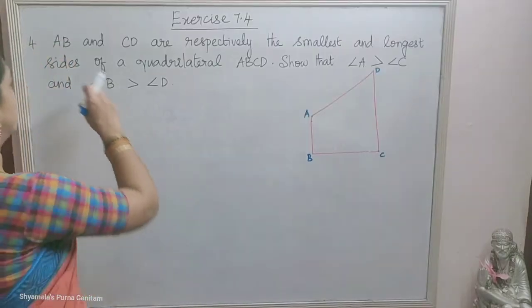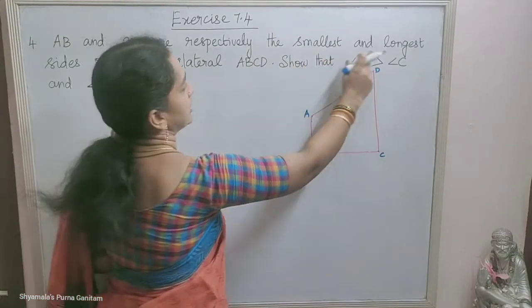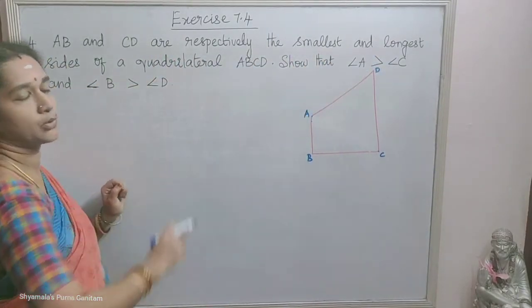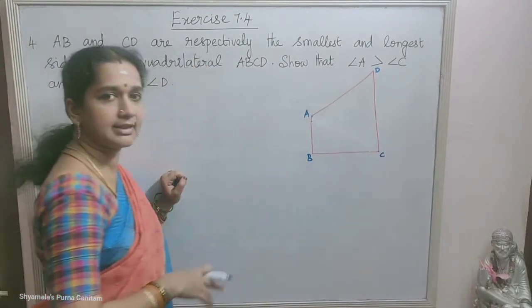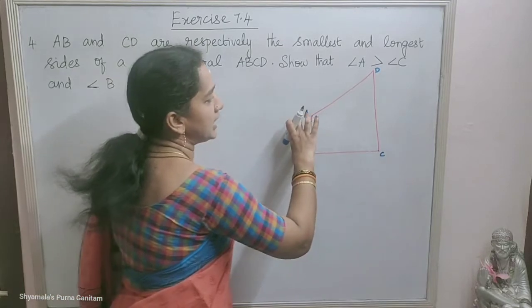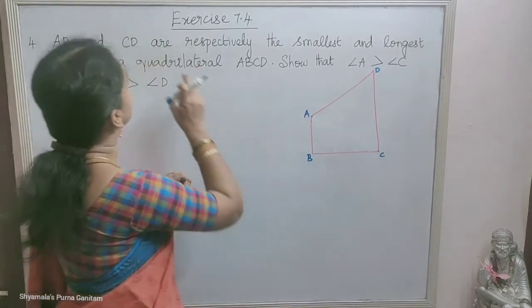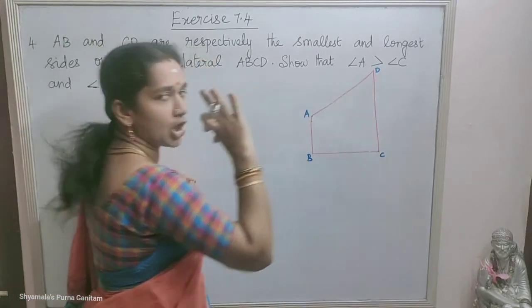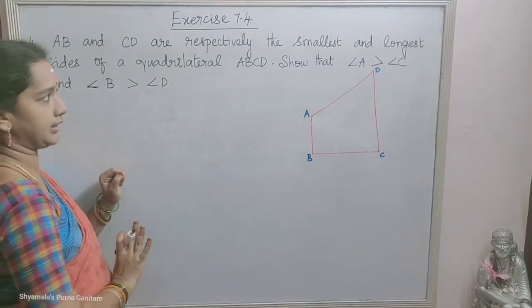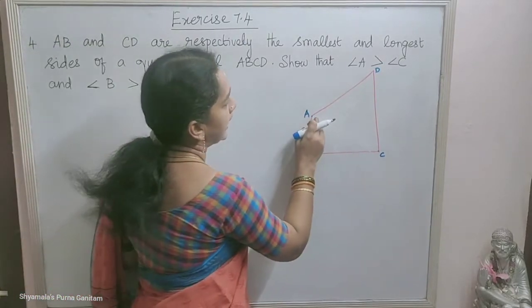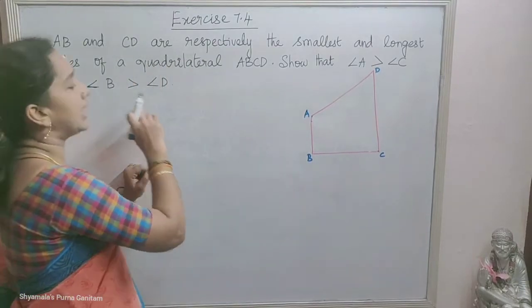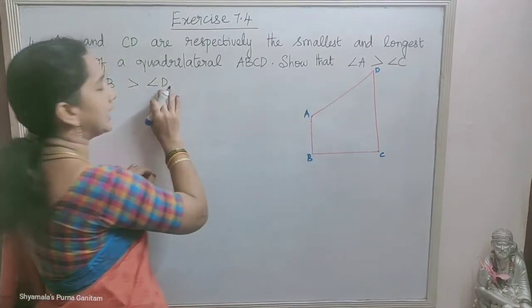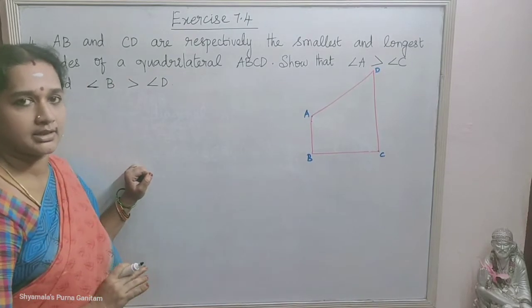Next question. AB and CD are respectively the smallest and the longest sides of a quadrilateral ABCD. So in the question, it is given that ABCD is a quadrilateral and AB is the shortest side and CD is the longest side for the given quadrilateral. You are asked to show that angle A is greater than angle C and angle B is greater than angle D. This is the thing we are asked to prove.